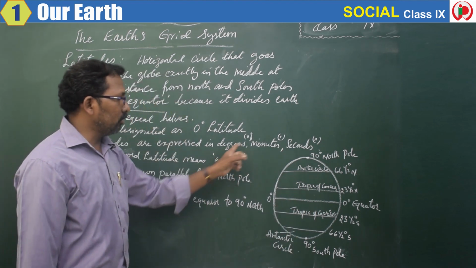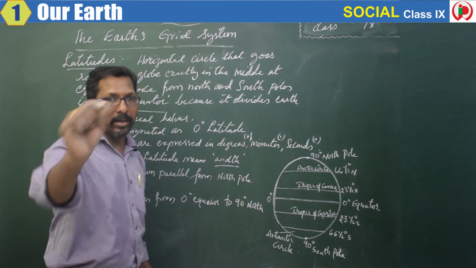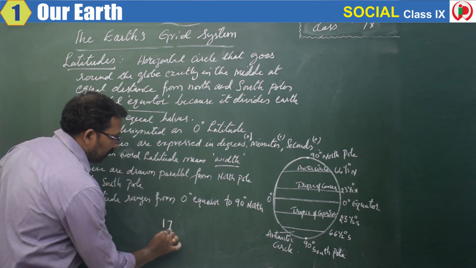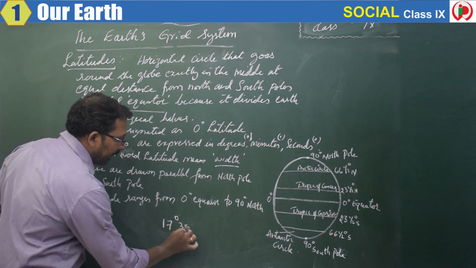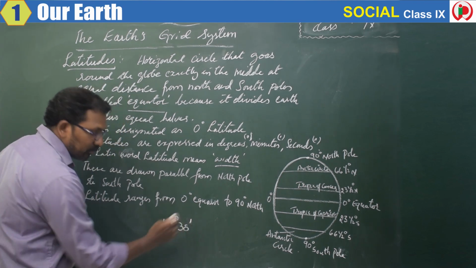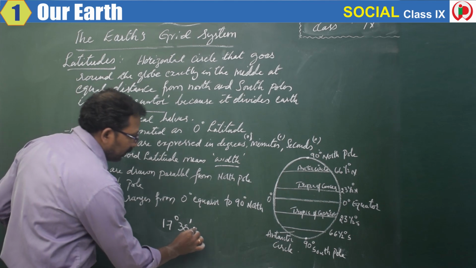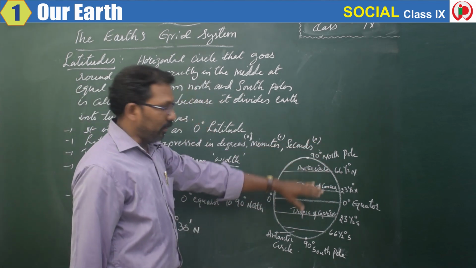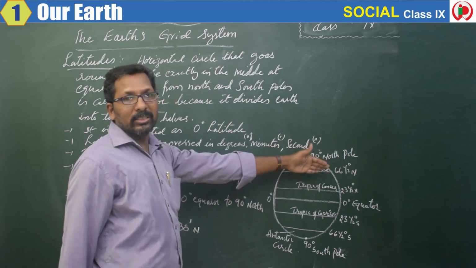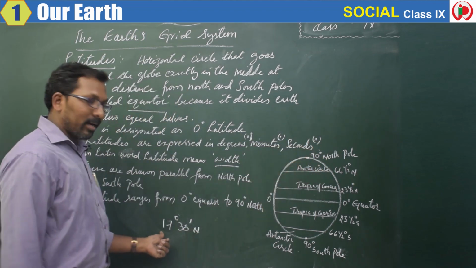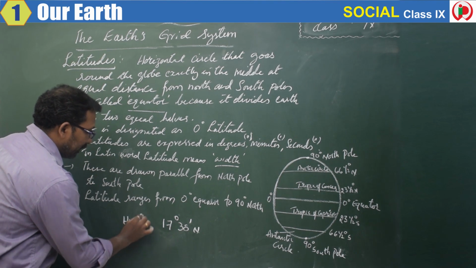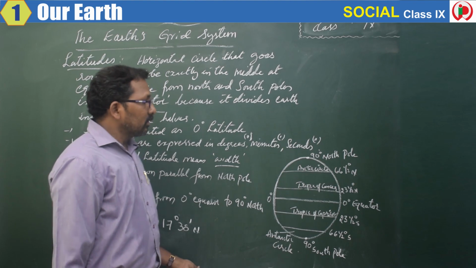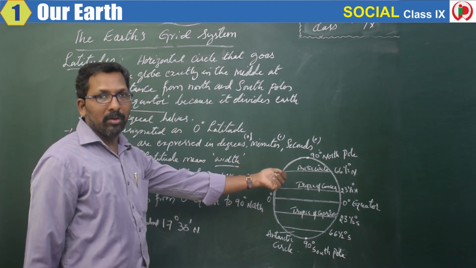For example, if you are confused about this, I will write. Hyderabad is located at 17 degrees 38 minutes north. Minutes we draw like this. What is north here? The northern part of the equator means it is present in the northern hemisphere. So our Hyderabad is located in the northern hemisphere. Similarly, seconds also will be mentioned.